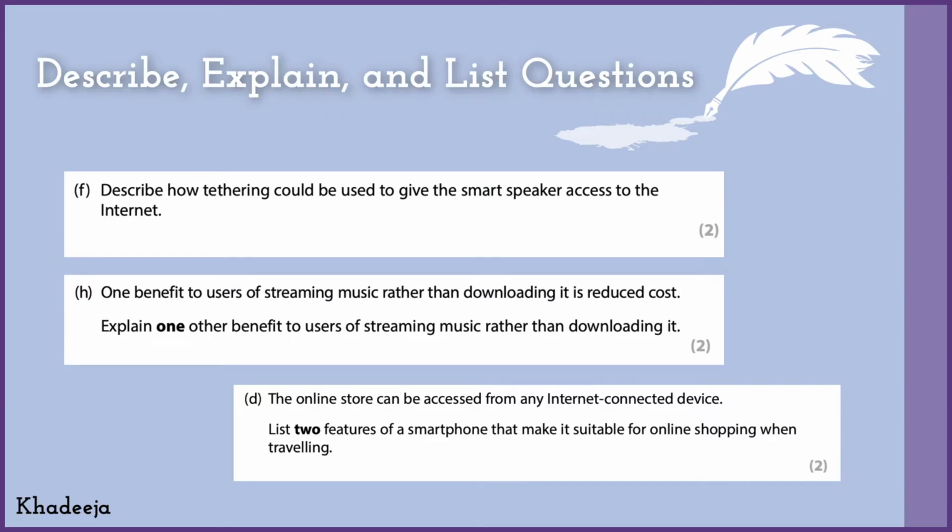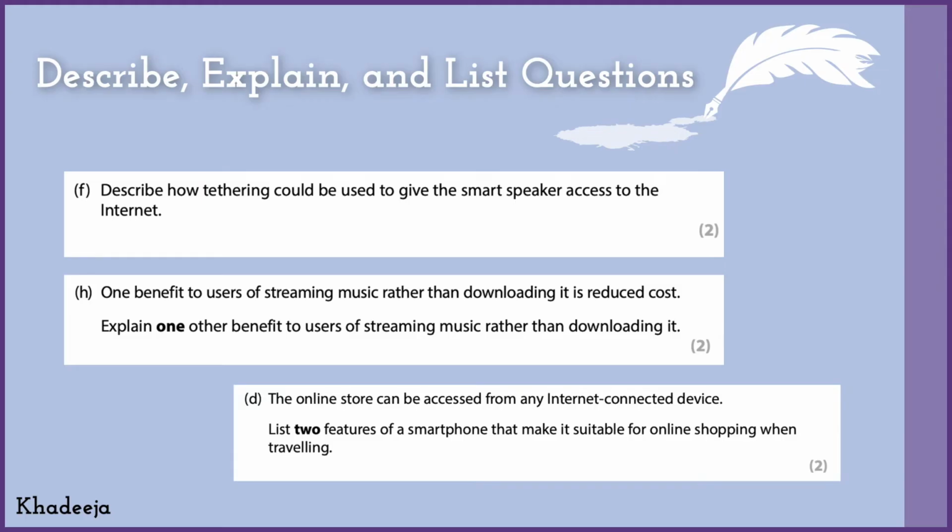You have to be careful. You have to see, okay, it's a describe question, I have to describe, but it's for 2 marks, so I don't have to describe too much. It's a small explanation. Then we move on to explain questions. So let's read it. One benefit to users of streaming music rather than downloading it is reduced cost. Explain one other benefit to users of streaming music rather than downloading it.